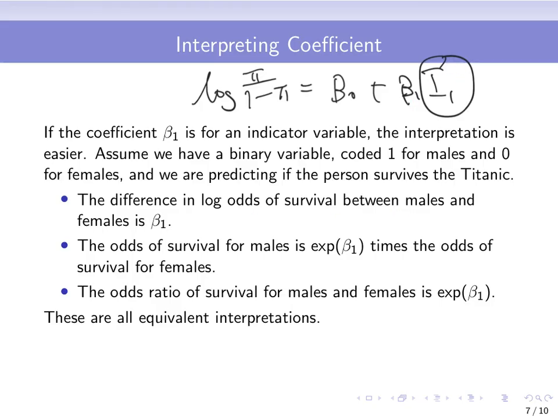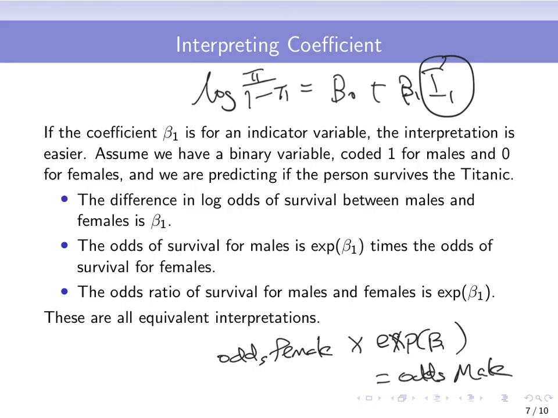The difference in log odds of survival between males and females is the value of the slope. The odds of survival for males is this times the odds for females, so again, the odds is multiplied by that factor. Because male is coded as 1, whatever the odds are for females, you have to multiply that by exp of beta 1 to get the odds for males. The reason for this direction is because male is coded as 1 and female 0. If it was coded the other way around, then odds of males times exp of beta 1 gives you odds of females. The odds ratio of survival for males and females is exp of beta 1.